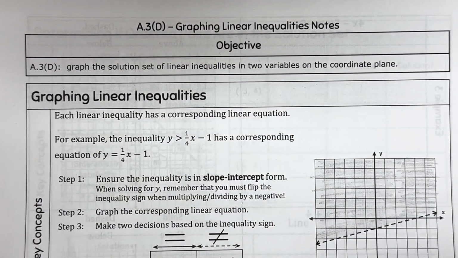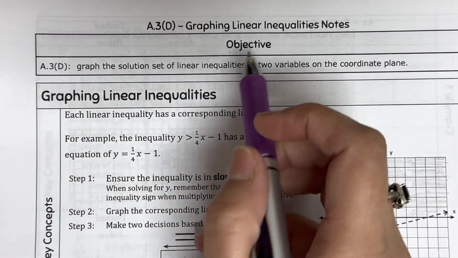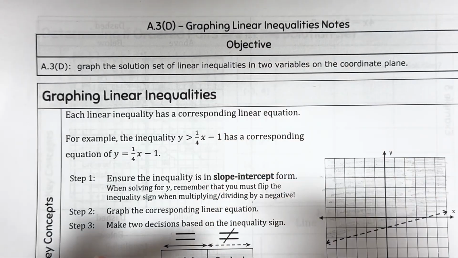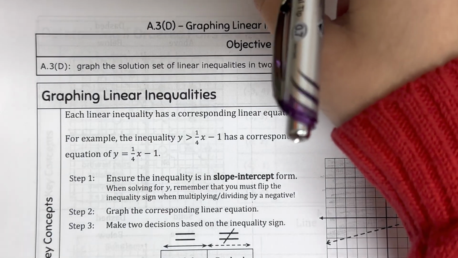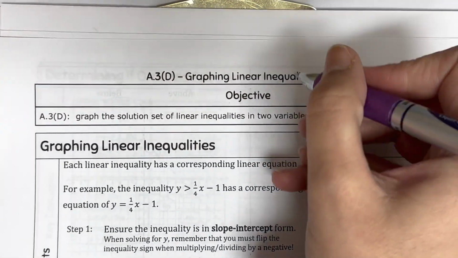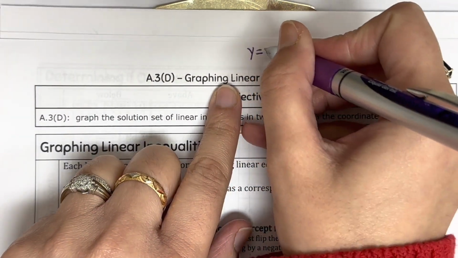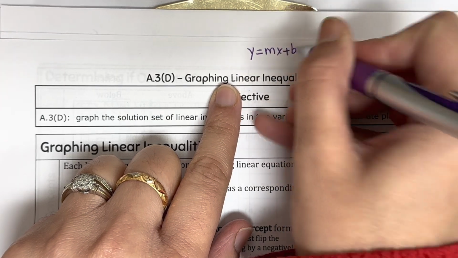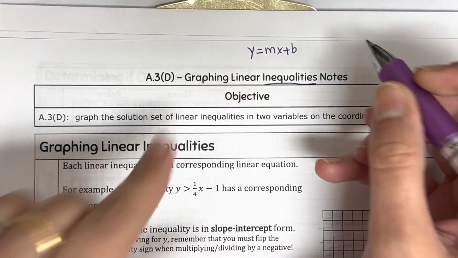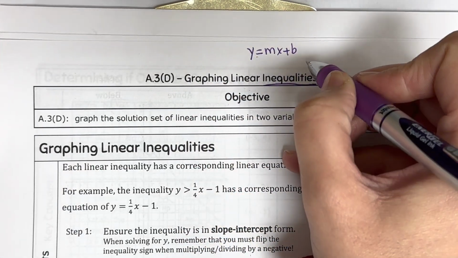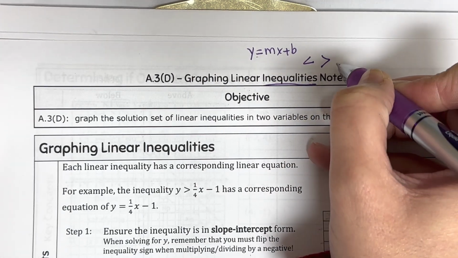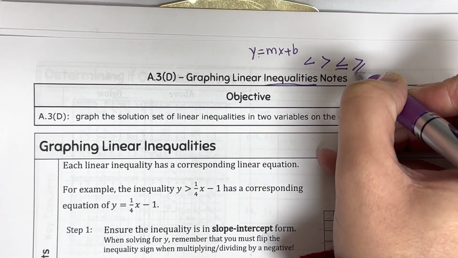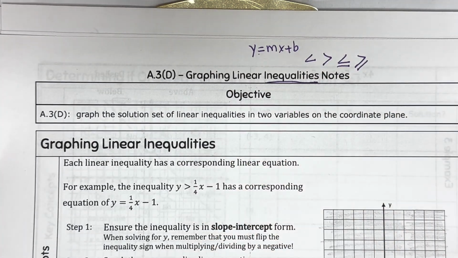Your goal for today is to learn how to graph linear inequalities. So we know how to write equations for linear equations, which was y equals mx plus b form. Inequality means it doesn't have an equal sign anymore. It should have a less than, greater than, less than or equal to, or greater than or equal to symbol. So that's what the inequality is.